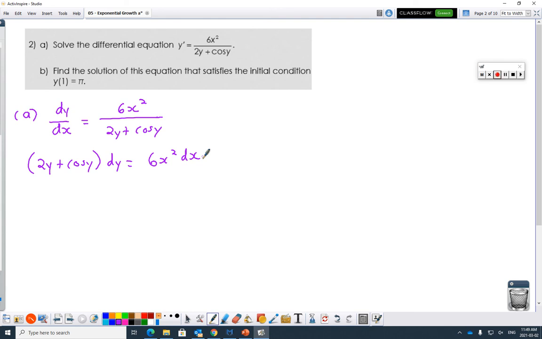Okay, so next step. Now that I've got them separated, take the integral of both sides. So I got the integral of 2y plus cos y. Now it doesn't look as intimidating as it did before. That's a pretty simple integral. That could have been on the test a few minutes ago. Yeah, that's no problem. And certainly this one, no big deal as well. And I'm going to make an omission here. And we're going to talk about my omission.